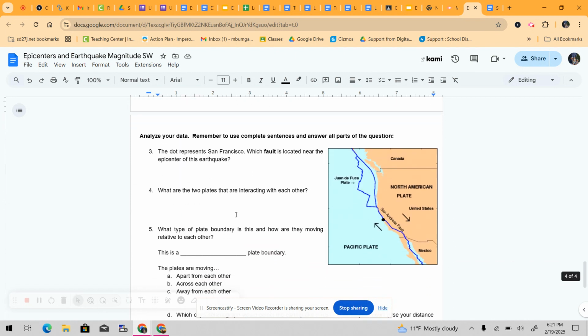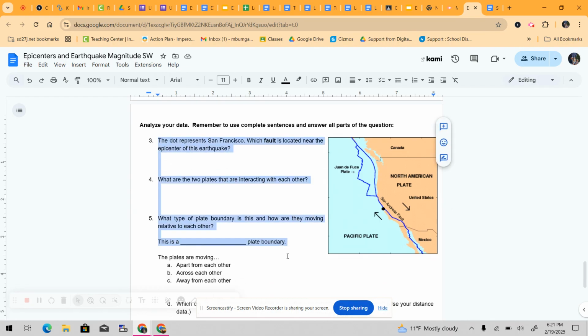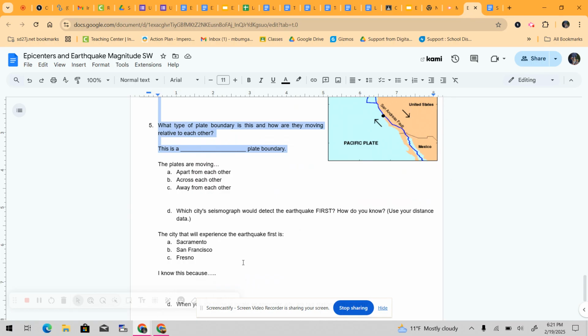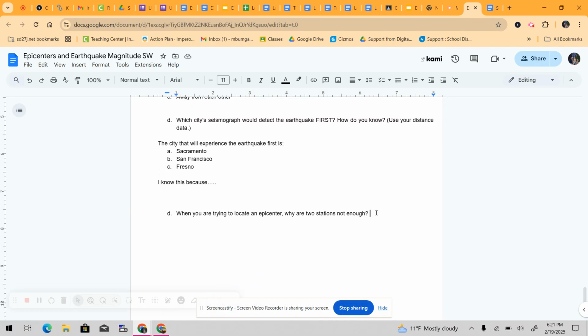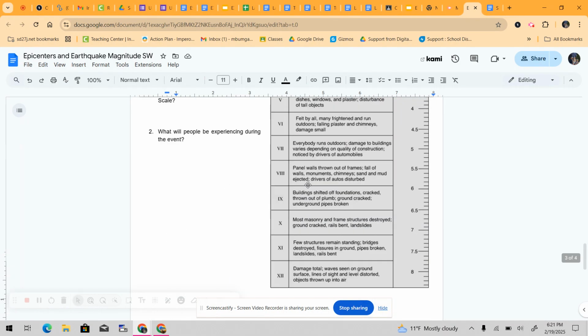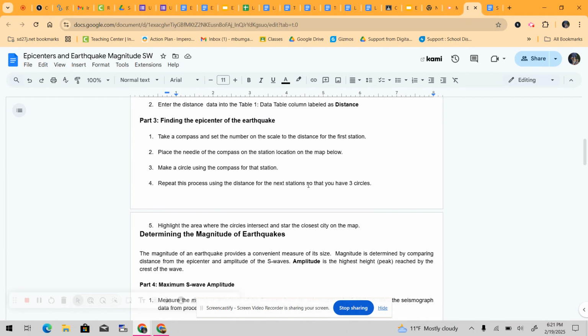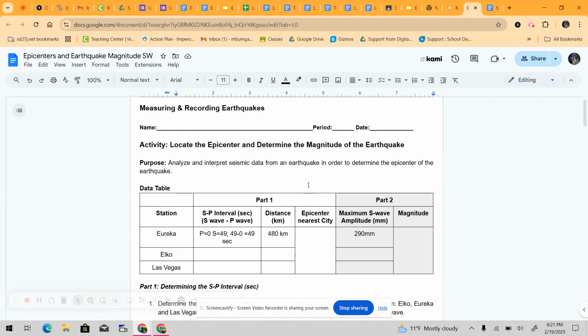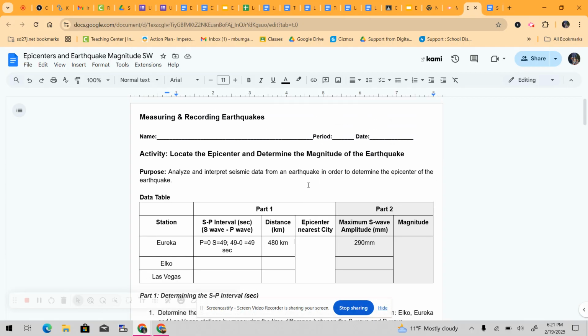And then the rest of the questions on the back would just analyze the type of plate boundary you have and what's going on there to create this kind of earthquake. Once you're done, make sure you turn this in. It is due on the 20th, and then you can start on your Chasing Quakes reading.